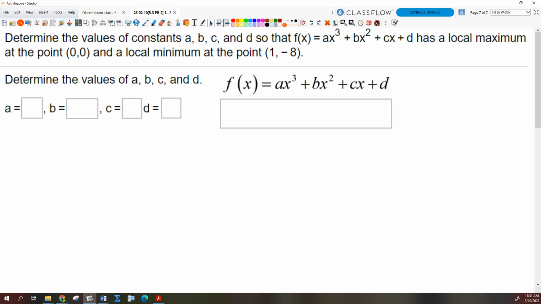If I've got 4 unknowns, how many equations do I need to solve for 4 unknowns? I need 4, right? I need at least as many unique equations as I have unknowns to solve a system. Okay? So where am I going to get some? The function is a polynomial. So where am I going to get some equations to solve for a, b, c, and d?